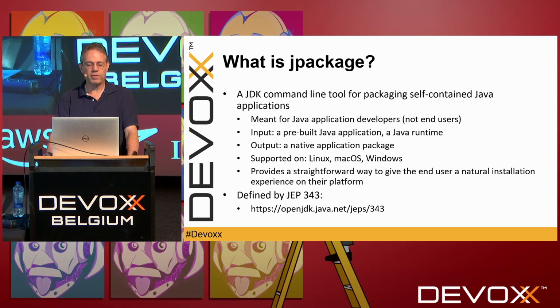The support we provide is for Mac, Windows, and Linux, so we have integrated support for all three and for different package types on all three. And the end goal is to provide a straightforward way for your end users to install their application in a way they're familiar with and that interoperates with the native machine in the way that they're familiar with for that machine. We're defining this by JEP 343.